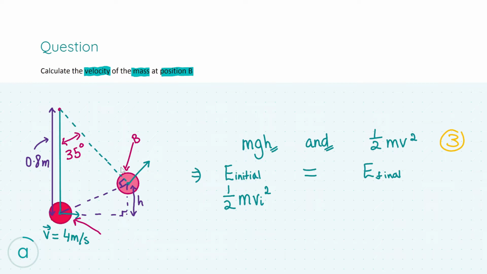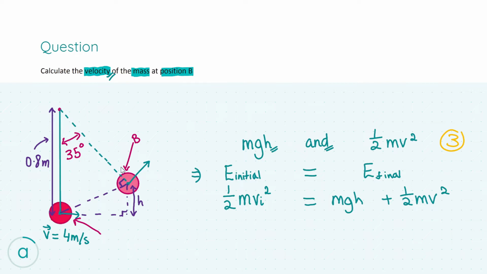The final energy is going to have a little bit of kinetic and a little bit of potential energy, because as you can see here, the ball is still moving. It's going to have velocity because we are told to calculate the velocity of the mass, but it also has a little bit of height as well. It's gained a little bit of height on its journey up here. As you can see here in the diagram, I've denoted that height as height h.